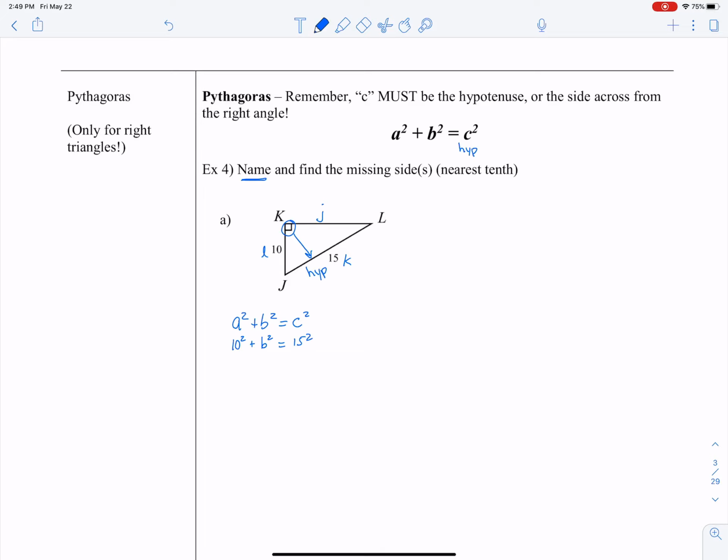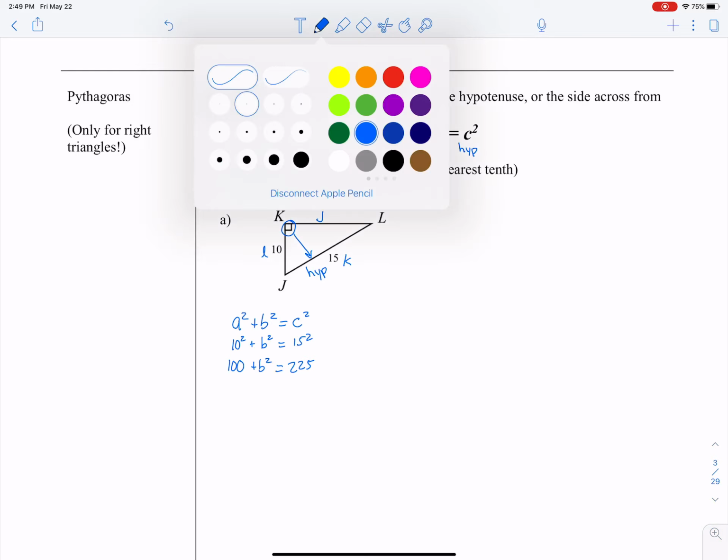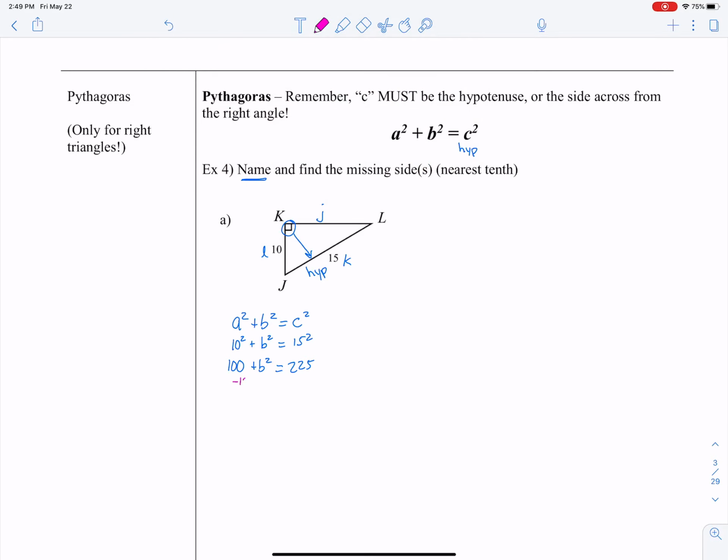Next thing we want to do is multiply these out so that we get rid of the squared. So you put 10 squared into your calculator, you get 100. And you put 15 squared into your calculator, you get 225. Now we want to be solving for this B. So the next thing we're going to do is take the 100 and move it to the other side. To move it to the other side, we need to subtract 100 from both sides. So we get B squared is equal to 125.